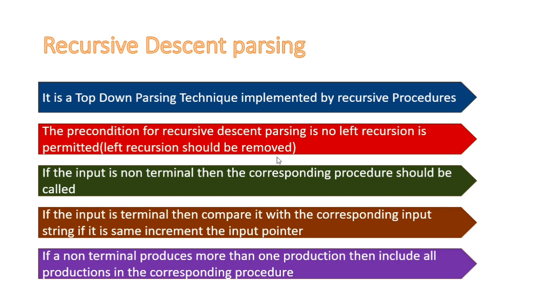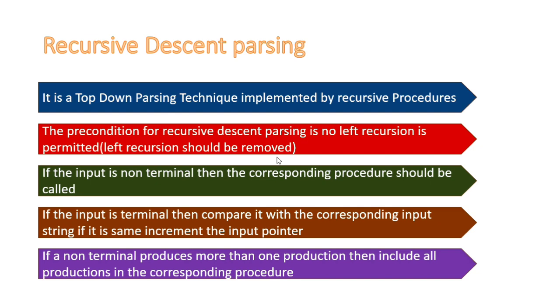And if an input is a non-terminal, then the corresponding procedure should be implemented or called. For instance, if you have a non-terminal called S, then you have to create a function called S, and the subsequent actions have to be done in that function. For all the non-terminals that exist, say, if a grammar has three non-terminals, then all three non-terminals should have respective procedures or functions. That means it should have three functions for implementation.